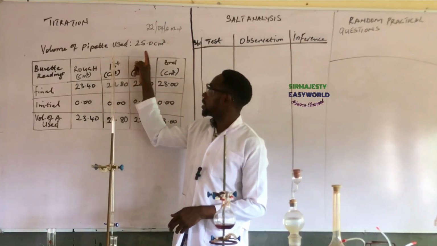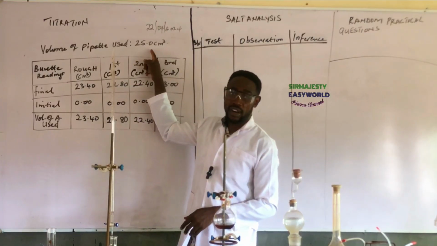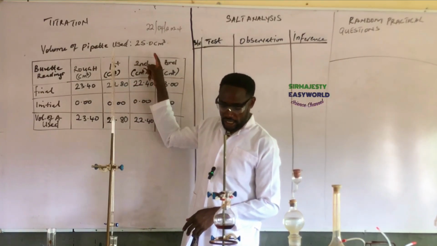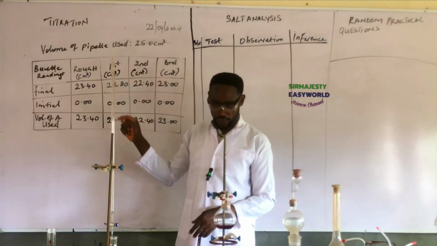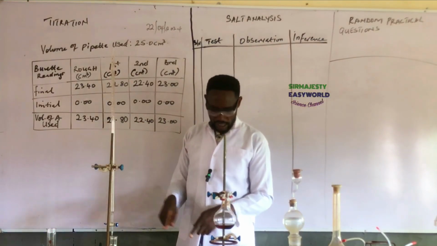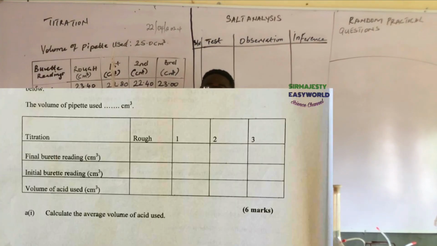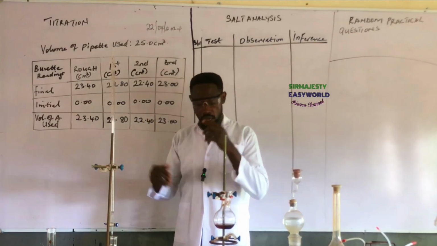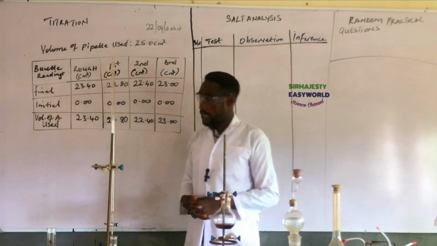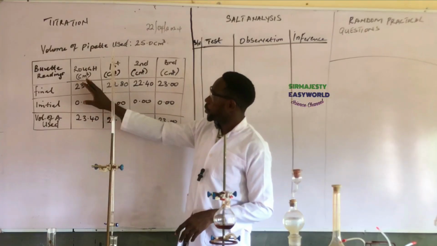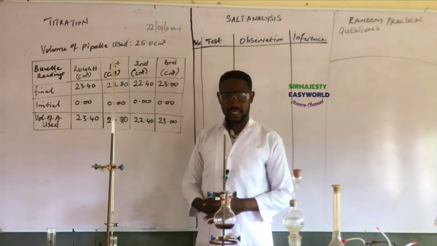Don't forget to write 25.0 cm. Don't write 25. In a situation where they have given you the table to fill, they will say used. They say on top of the table, the volume of pipette used. You fill it in 25.0 or 25.00 cm cube. And again, you come here, look up, there is what we call concordant titres.